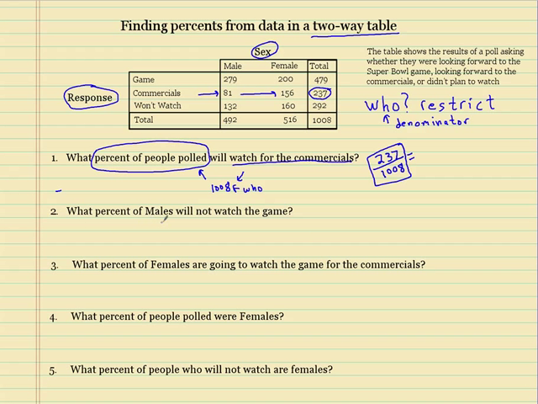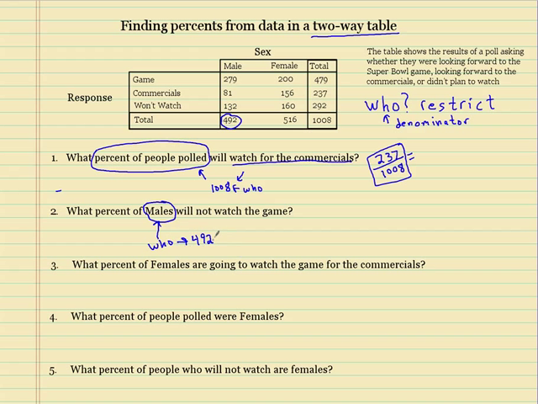What percent of males will not watch the game? Now you're looking for the who. What percent of males will not watch the game? I'm looking for these males right here. This is the who, and we want to restrict to that. Let's look at this chart and determine how many males we have. We have males: 279, 81, 132. So we have 492 males.